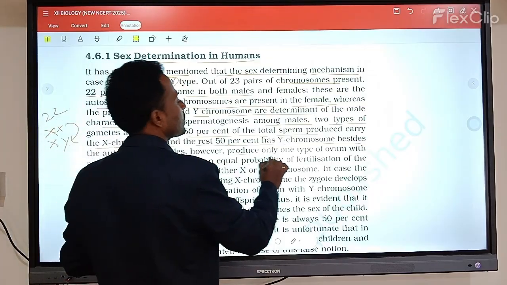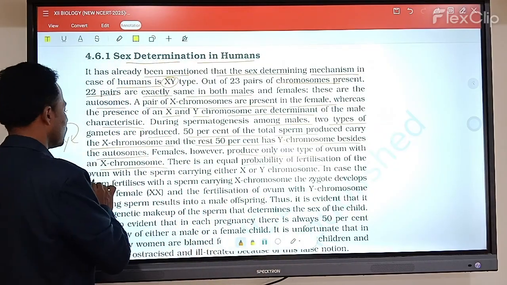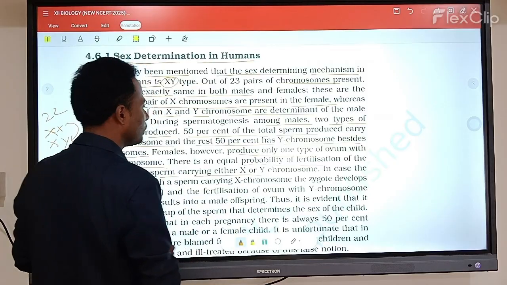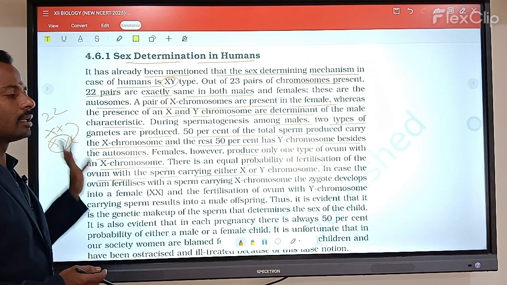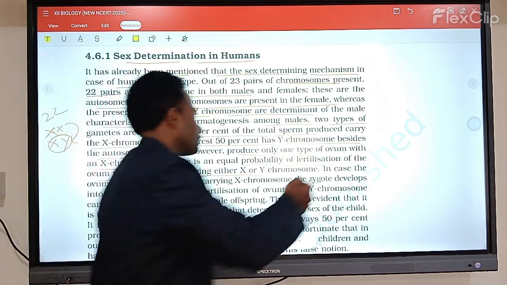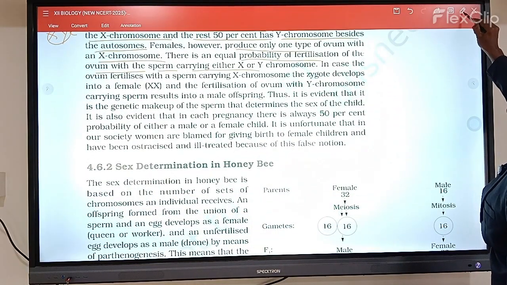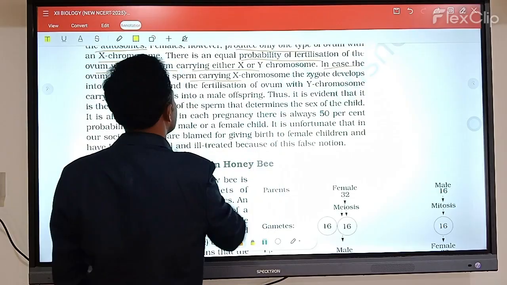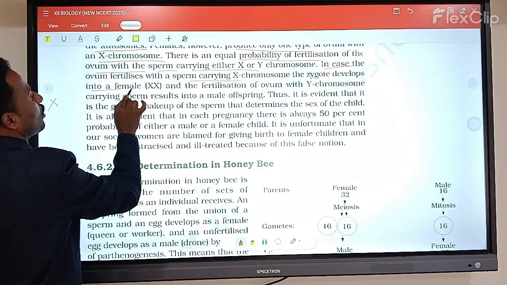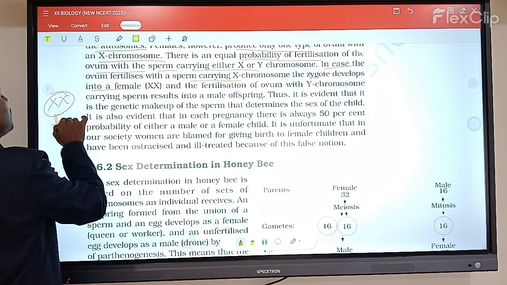Females, however, produce only one type of ovum, with the X chromosome, so there is an equal probability of fertilization by a sperm carrying X or Y. In case the ovum is fertilized by a sperm carrying the X chromosome, the zygote develops with XX chromosomes, which means it develops as a female.